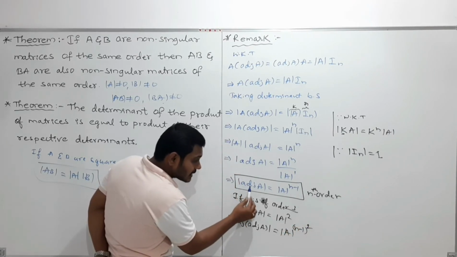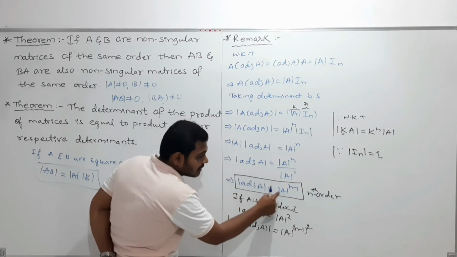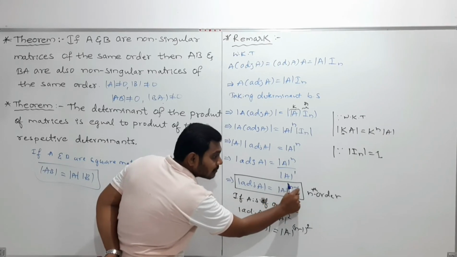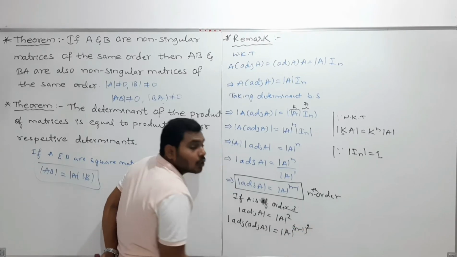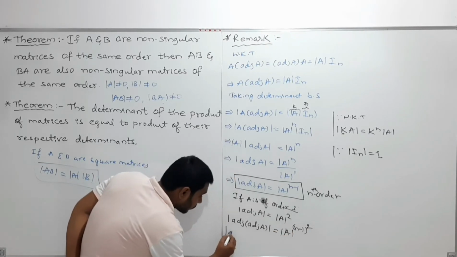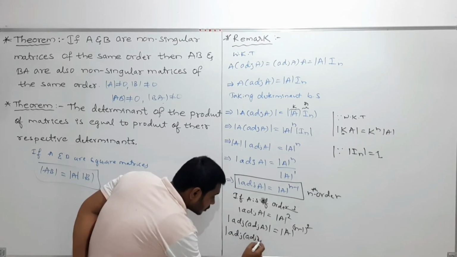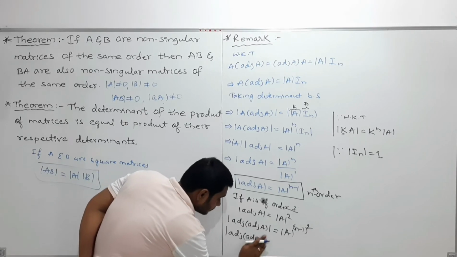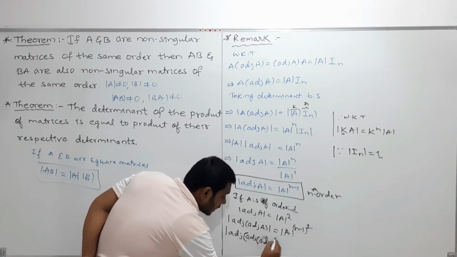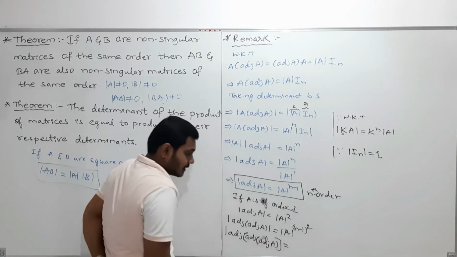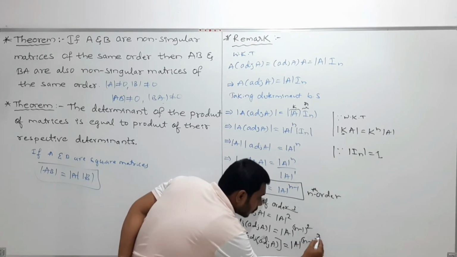So if only one adjoint is inside the determinant, this value is equal to determinant of A whole to the power n minus 1. If two adjoints are there, it is determinant of A whole to the power n minus 1 whole square. If you require determinant of adjoint of adjoint of adjoint of A, this value is equal to determinant of A whole to the power n minus 1 whole cube.